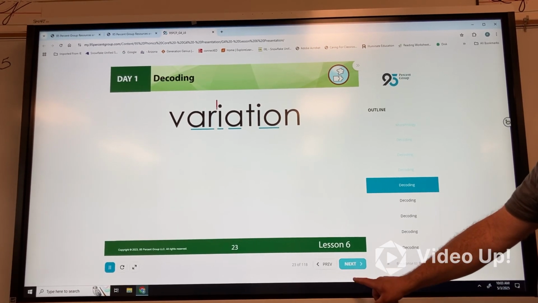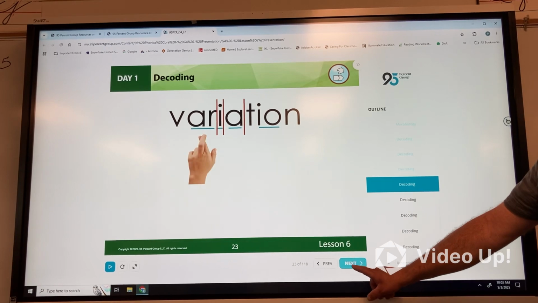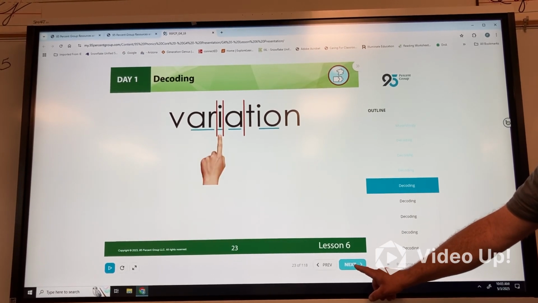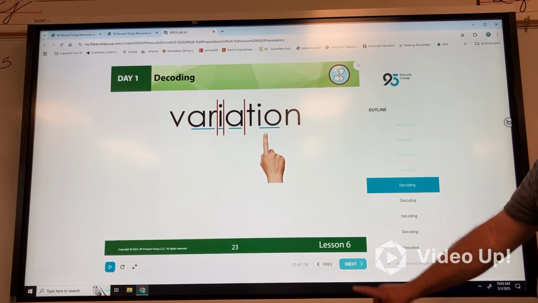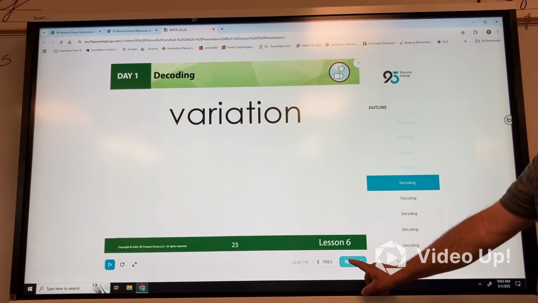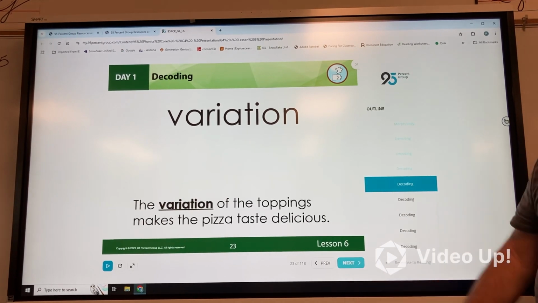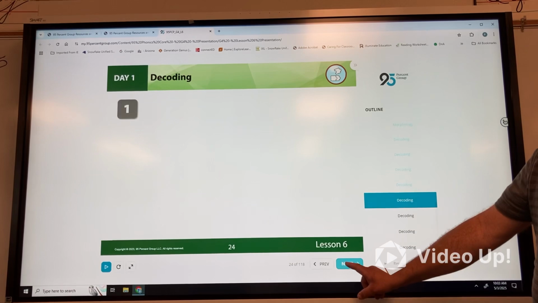Once again, we're counting syllables. We go through the syllable types and the syllable gestures to help the students understand, in the hope that when they encounter a word, they can decode those syllables based on the syllable types that they have been taught. Once again, we'd have the kids read the word in context in an example sentence.